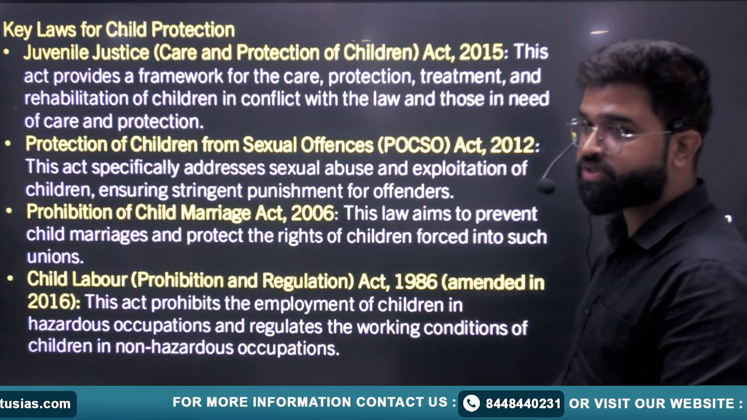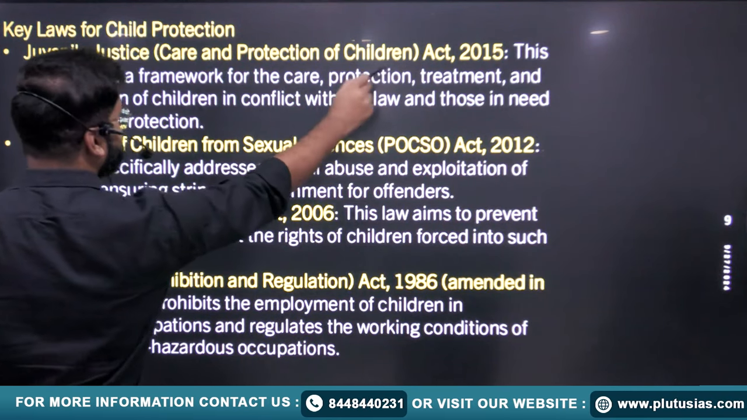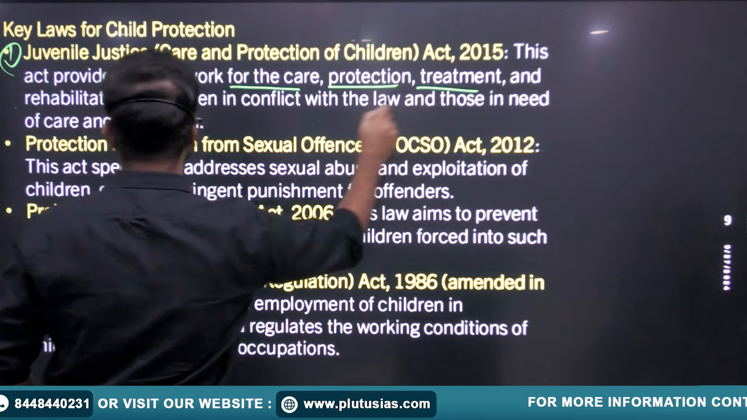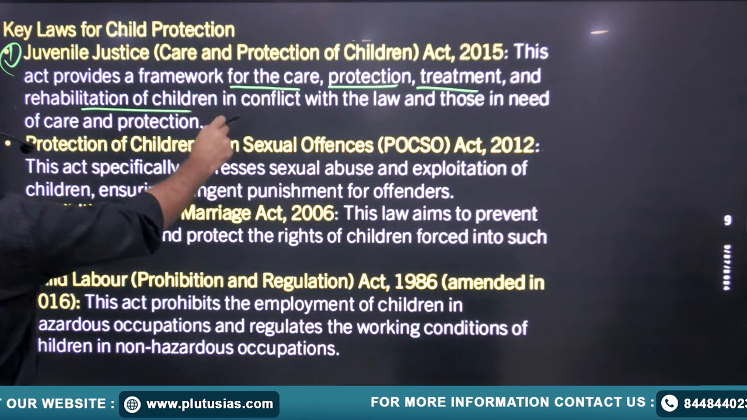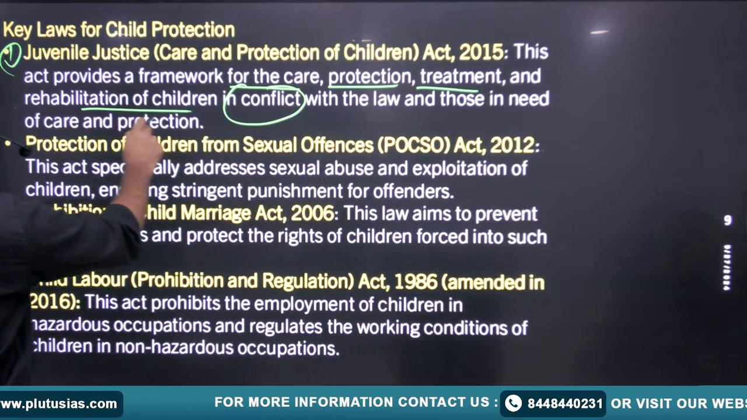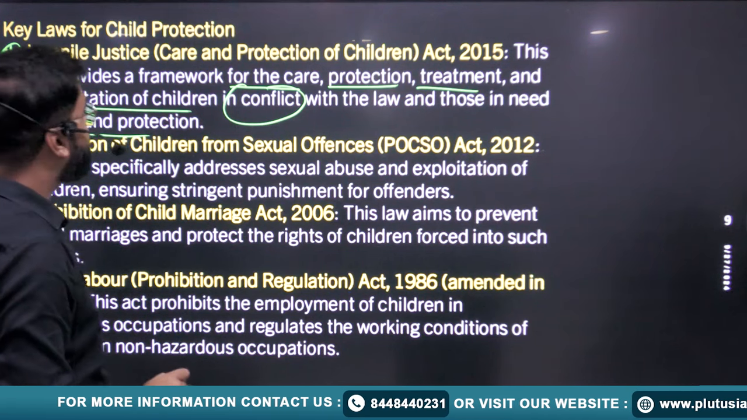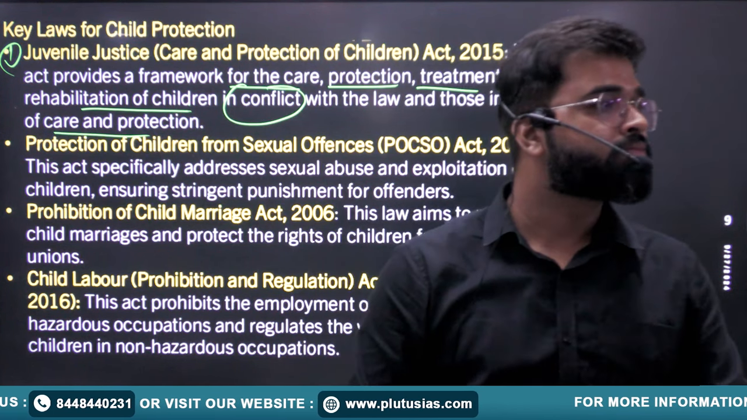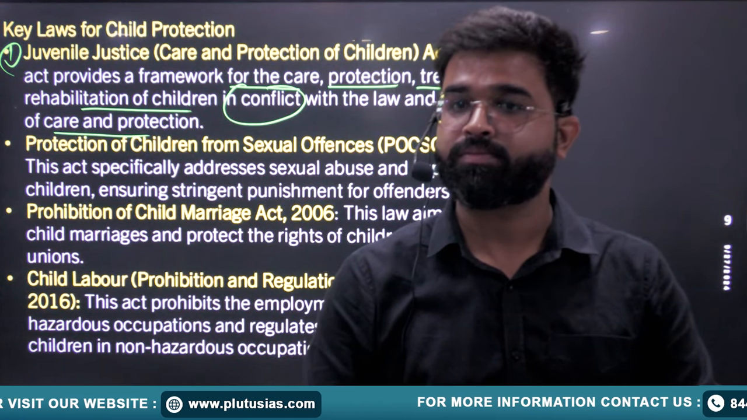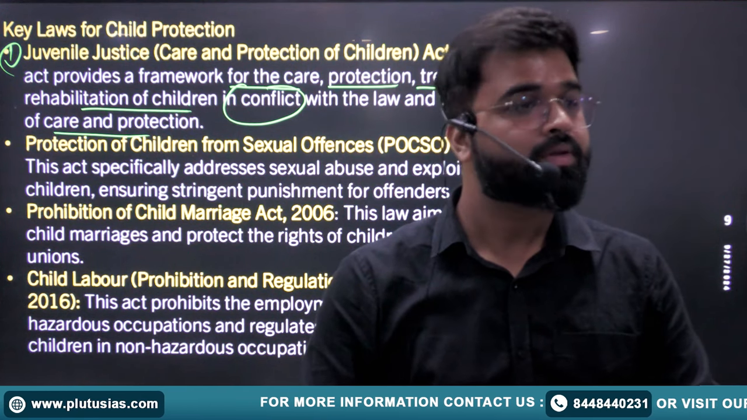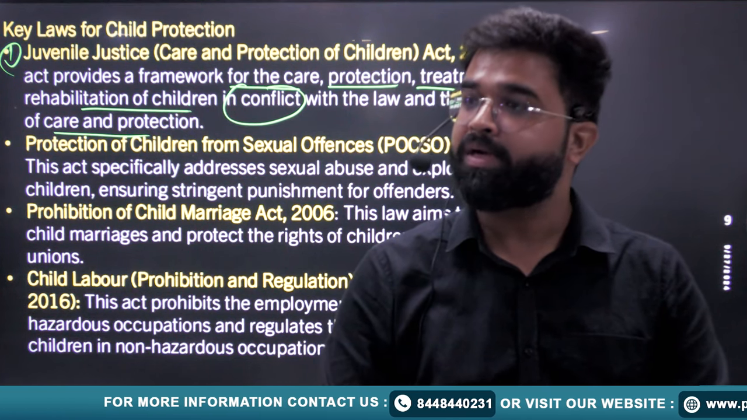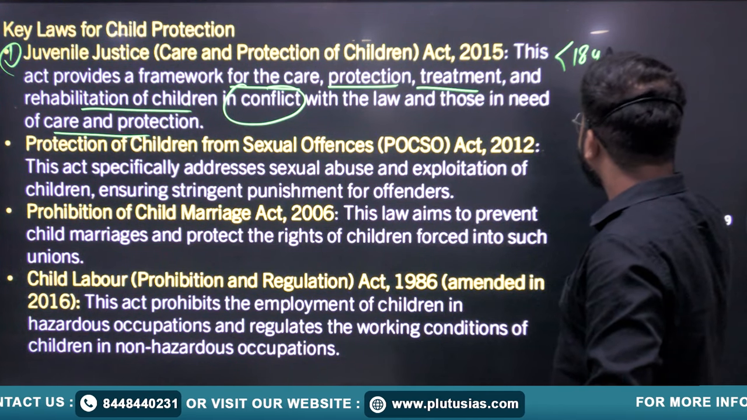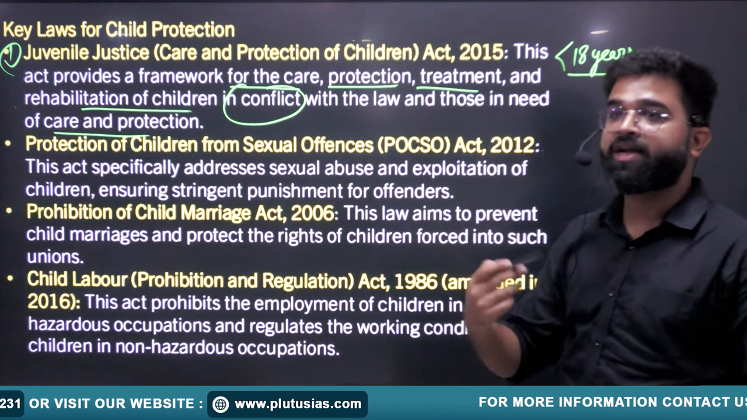What are the laws? So the first law is the Juvenile Justice Care and Protection Act 2015. It provides a framework for the care, protection, treatment, and rehabilitation of children in conflict with the law and those in need of care and protection. What are children in conflict? Very good. Those who are minor, but they committed certain crimes. Those who are under 18 years of age, but they committed certain crimes.